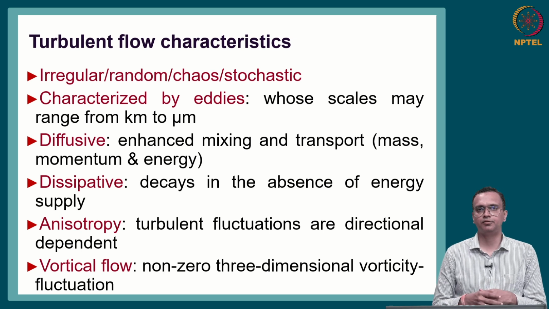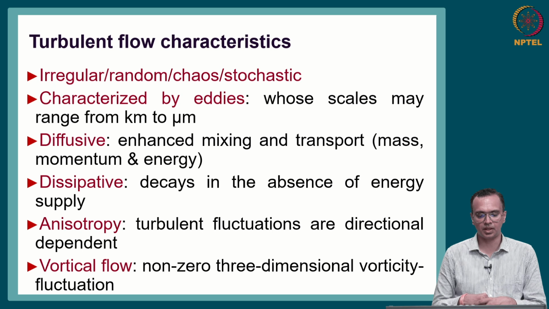Another interesting property of turbulence is anisotropy. That means turbulence by nature is not isotropic. So turbulent fluctuations are direction dependent. If you look at the velocity vector, it has three components, and these three components will have a different behavior. That means the oscillation of the velocity vector or the vorticity or any such parameter that you are looking into changes as you move from one direction to the other. It has a directional dependency.